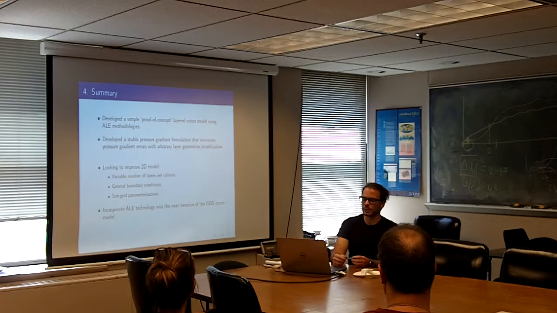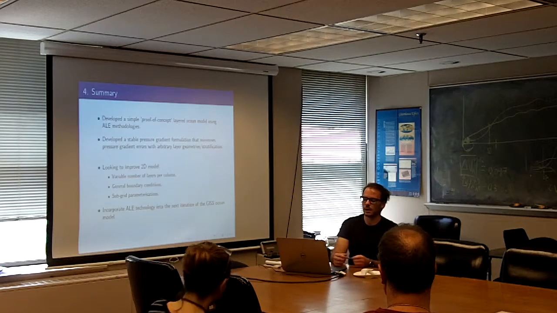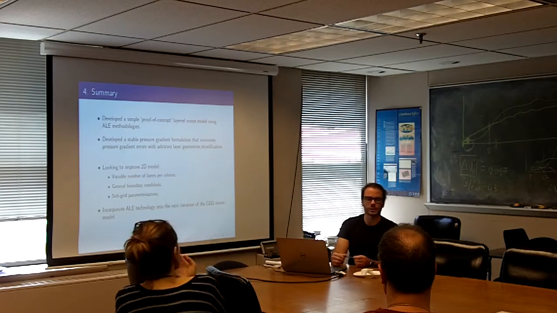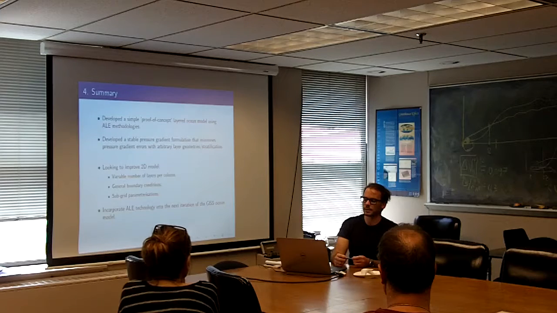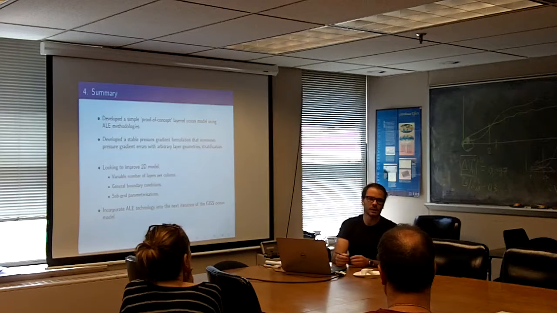Where we can go from here, still within the 2D model, is we can investigate some various other numerical features. One thing would be to have variable numbers of layers per column, and then to start to flesh the model out, as you were saying, to try and have some general boundary conditions, and to try and incorporate some of the various parameterizations.